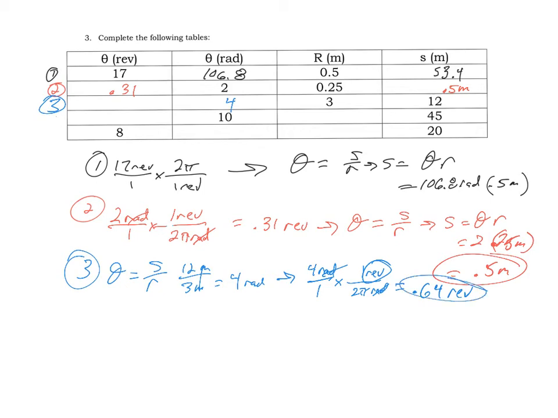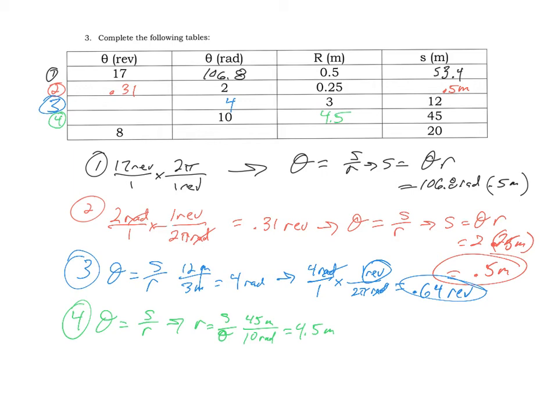Let's go to 4. What do they give us? They give us S and radians, so I can get radius out of that. I have radians equals S over R. I need R. R equals S divided by radians. My S on this one is 245 meters, and my radians is 10. So that's 24.5 meters.